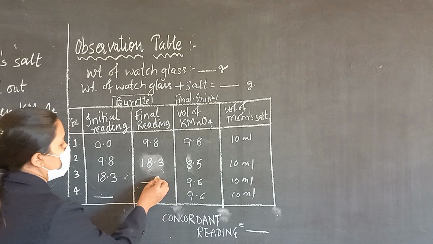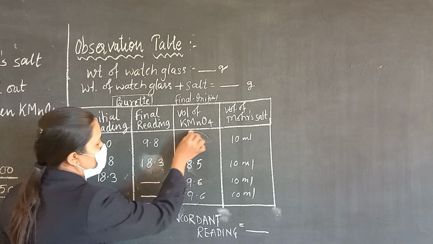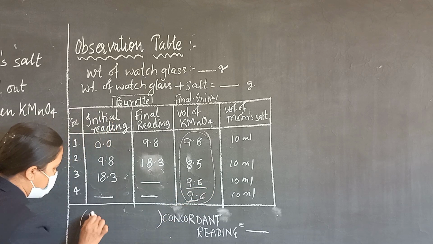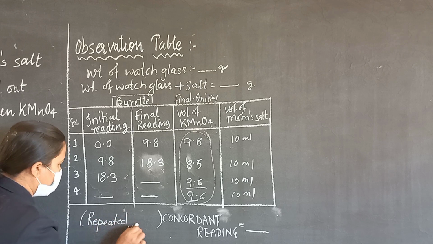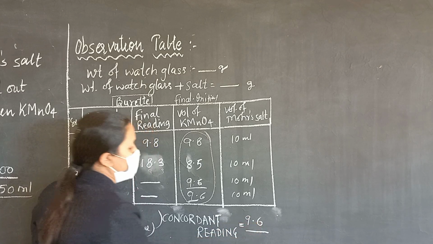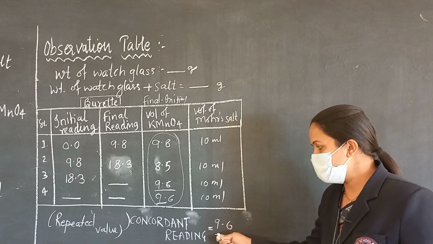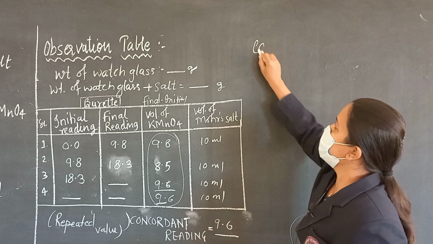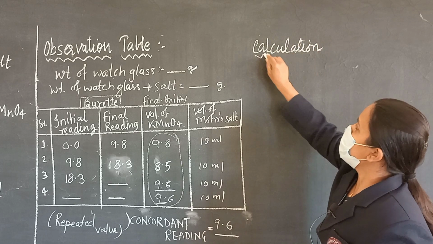you will find the concordant reading. Concordant reading means a repeated value out of these readings. Here you got 9.6, and here you got 9.6. So the two values which are coming quite close, you can take as the concordant reading. After getting the concordant reading, you will do the calculation part.